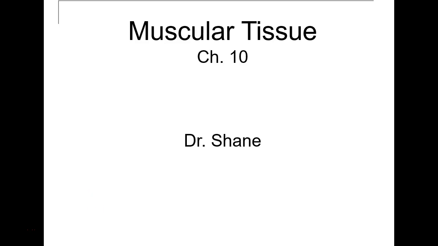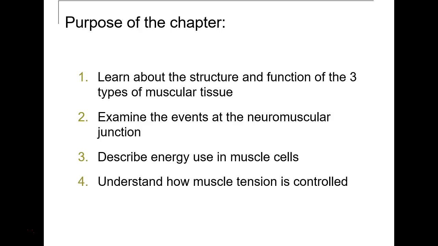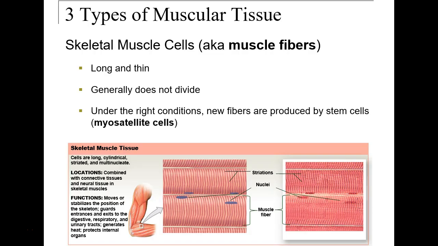Hello again, we're here with the muscle tissue chapter, so let's begin. So here we will look at the three different types of muscle tissue in the body, mainly focusing on skeletal muscle in this chapter. So starting off here, skeletal muscle cells, also known as muscle fibers.